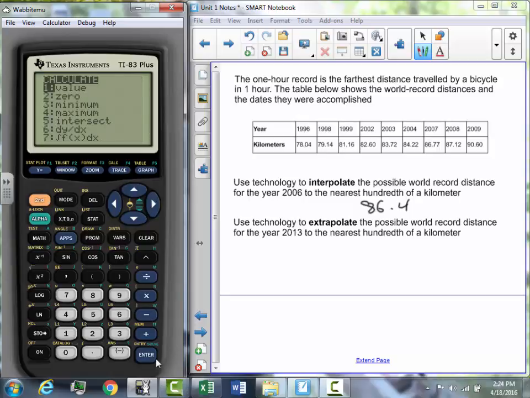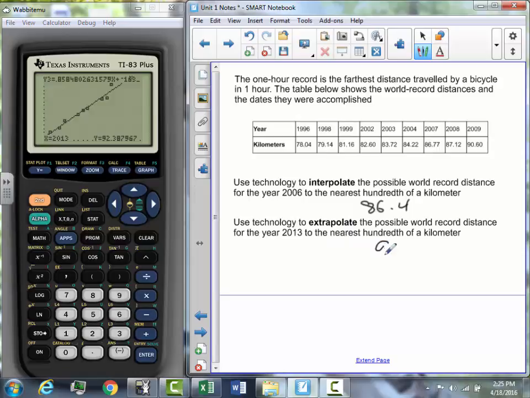Second, calculate the value in the year 2013 now. Now 2013 shows up. It's called an extrapolate because we've now guessed what's going to happen in the future. For this one here, I got 92.4. That makes sense. A field that really would rely on extrapolation would be something like, say, finance or perhaps geography.